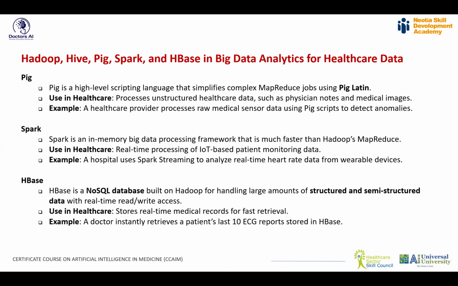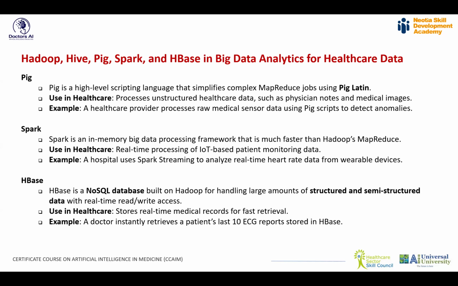Now try to understand about the Pig. Pig is a high-level scripting language that simplifies the complex MapReduce job using Pig Latin. So this is a scripting language. How is it used in a healthcare application? To process unstructured healthcare data such as physician's notes and medical images. If you have captured these physician notes and medical images in digital form, and the data is stored in Hadoop, and you want to extract something, then you can use the Pig.